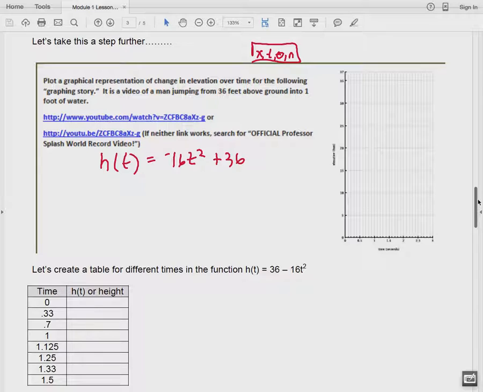If you want to see the whole picture, go to the button that says window. It's on the second row across. Hit enter. Then it says Y min, Y max, X min, X max, etc. Go to the one that says Y max, scroll down, go to the right, and change it to 50.